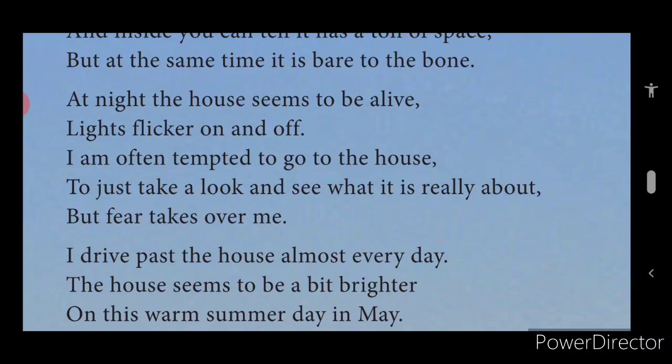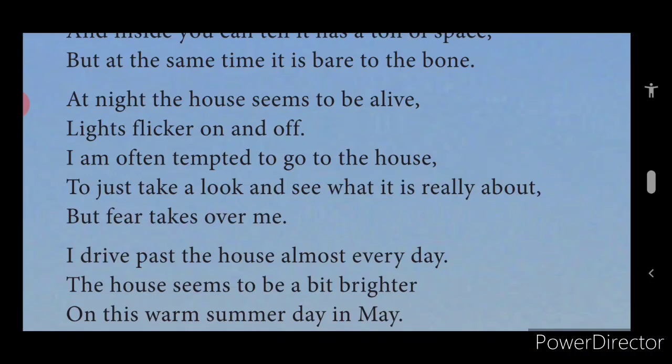I am often tempted to go to the house. The poet really feels like going inside the house and watching what is there actually. How come during the day the house is silent and during the night I could hear the people, as if the house is alive, as if people are moving or talking? Okay, and lights are glowing during the night. How is it possible? Okay. To just take a look and see what it is really about.